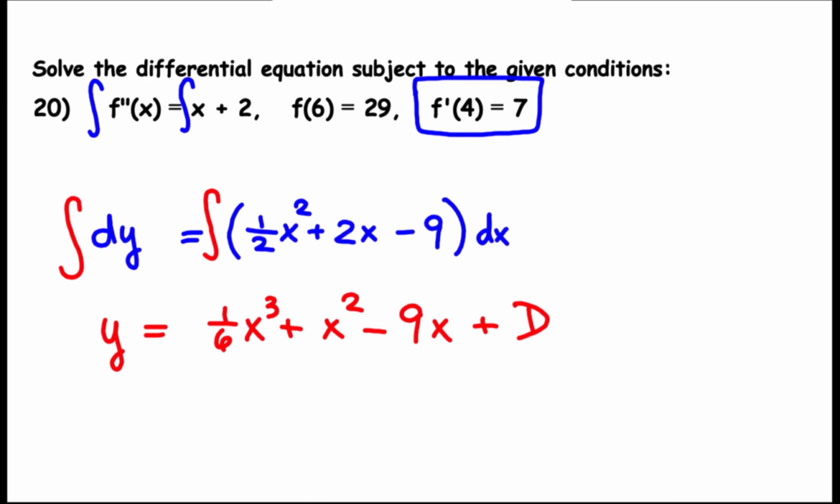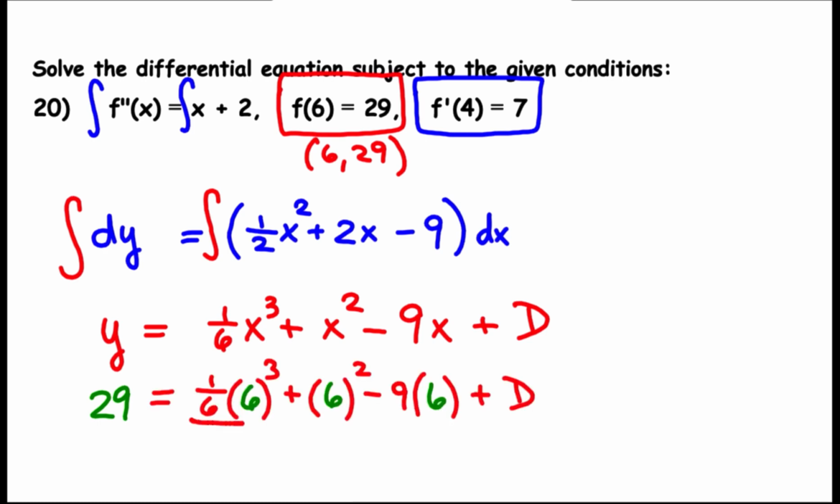That's fine as well. And now we'll use the one thing we haven't touched yet, which is the fact that the original, notice there's no prime on that, goes through the point (6, 29). And the 29 is the y. So 29 here, all the x's become 6's. Let's see, 6 times 6 times 6 divided by 6. That's just 36.